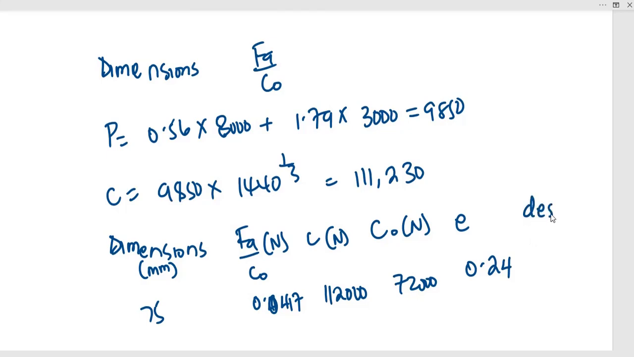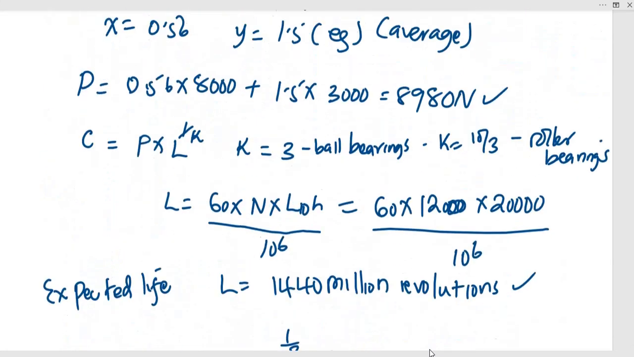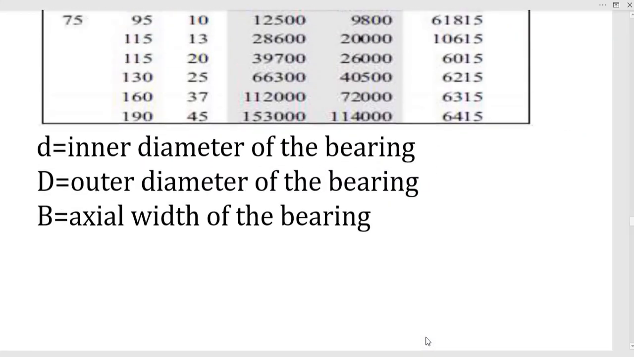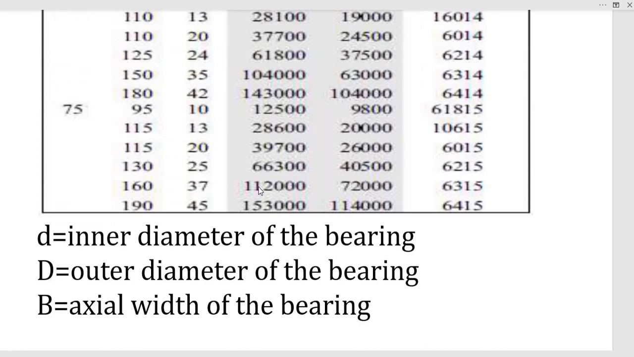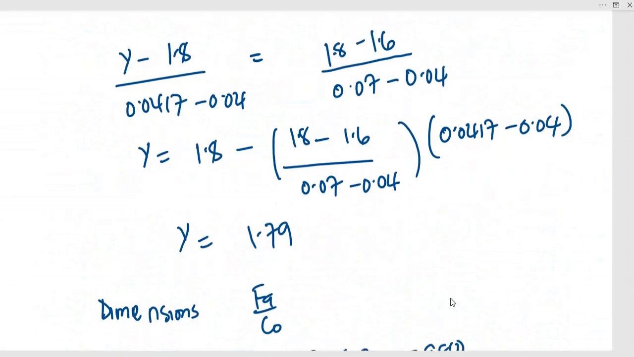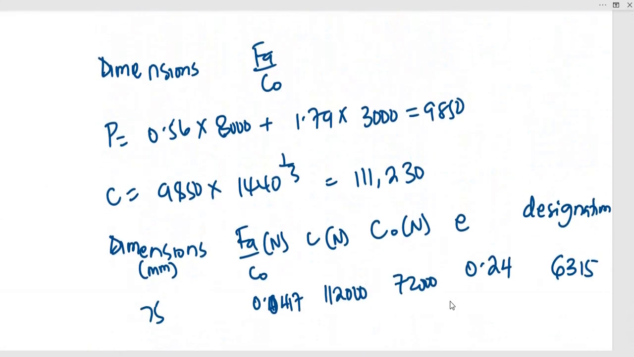Then you also need the designation. The designation which we have seen, that is 615. So when you go to the market, you look for 615 according to what we have here. It shows that this 11200, 72000 corresponds to the 6315 series. So when you go to the market, you are going to buy the bearing of inner diameter 75 millimeters, and you're choosing it from the 6315 series.